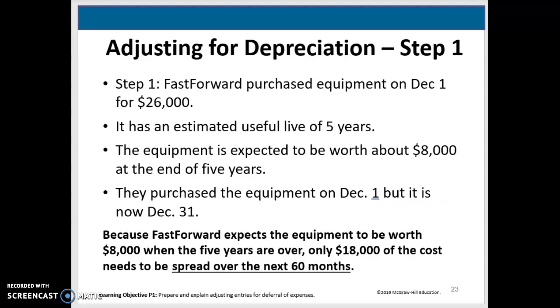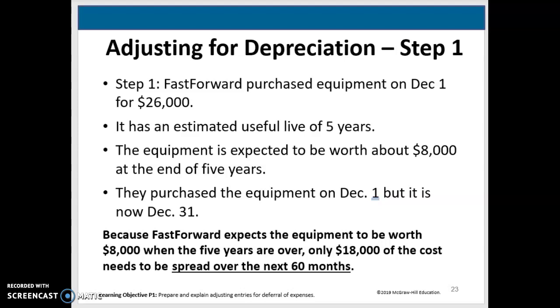So let's look at an example of adjusting for depreciation. We have Fast Forward that purchased equipment. So that's our long-term asset, our plant asset. On December 1st, they paid $26,000. It's telling us that it has an estimated useful life of 5 years, and they expect it to be worth $8,000 at the end of that 5 years. So the salvage value is going to be $8,000.